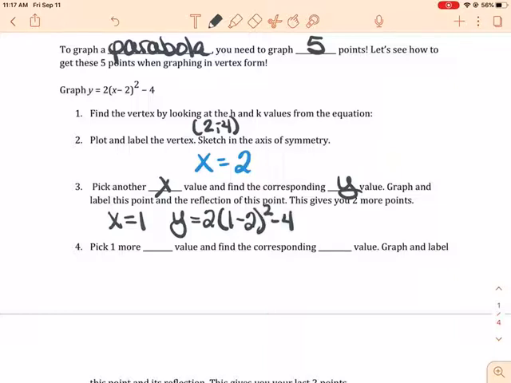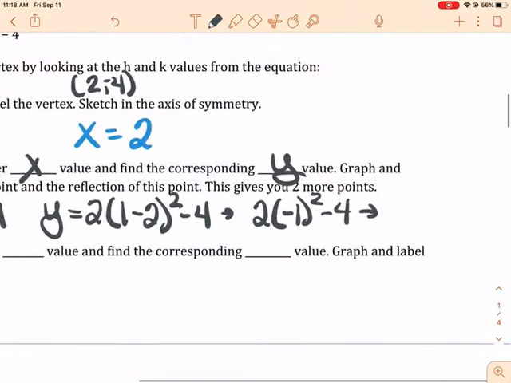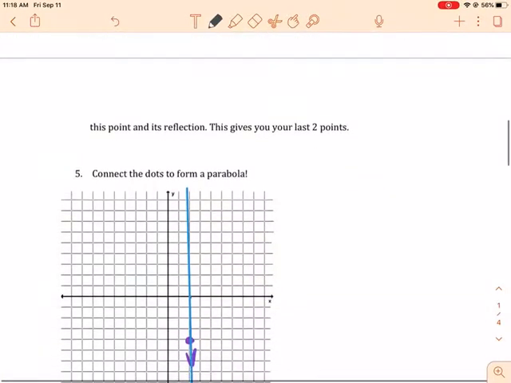Okay, there we go. And we do the math. So it's 2 times negative 1 squared minus 4. Keep going. So negative 1 squared is 1, times 2 is 2. So 2 minus 4, we're going to get negative 2. So I'm going to plot that.